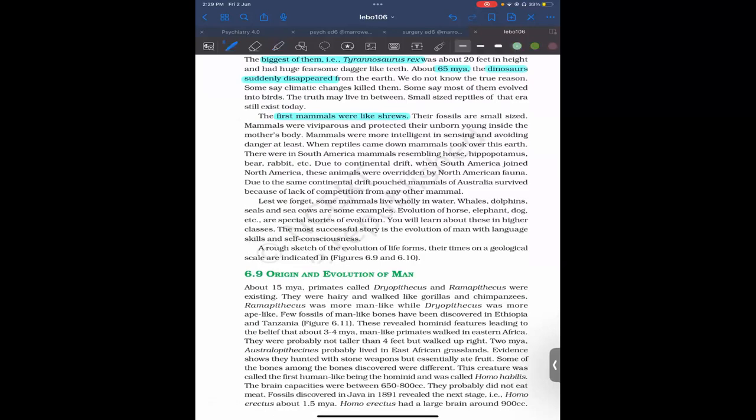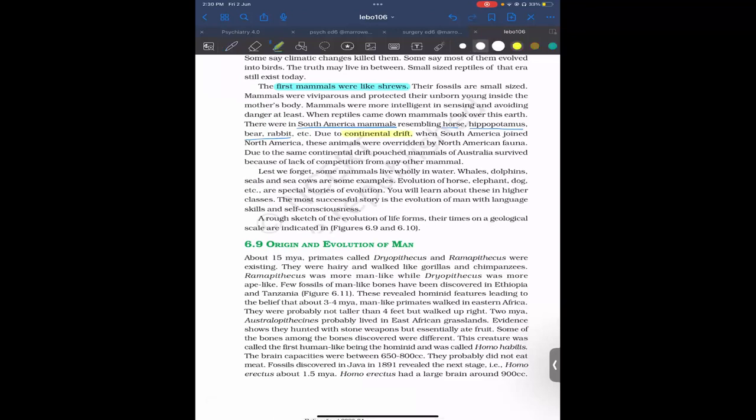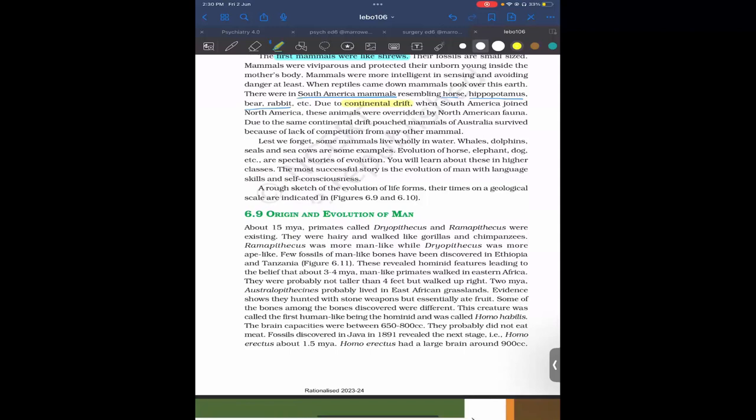Now, when reptiles came down, mammals took over the earth. This was in South America, mammals resembling horse, hippopotamus, and rabbit. Due to continental drift, when South America joined North America, these animals were overridden by the North American fauna. Due to the same continental drift, pouched mammals of Australia survived because of lack of competition. Since Australia had no competition, the marsupial mammals survived. And then there is the evolution of horse, elephants, dog, etc.